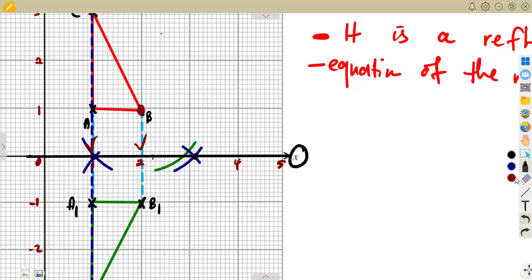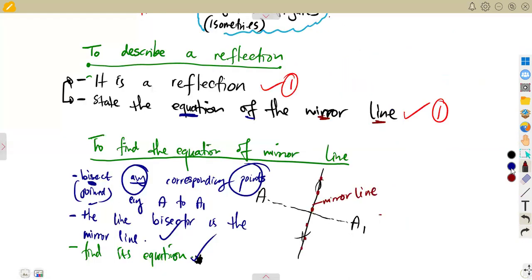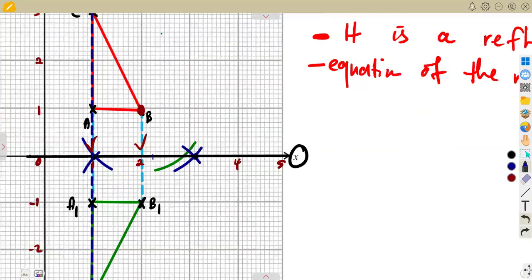The line bisector. After bisecting, what is it that we have? The line bisector. The line bisector is the mirror line. Find its equation. So the mirror line that we are seeing here, this line bisector that we have drawn, which is our x-axis, is our line bisector. So that is your mirror line in actual sense.